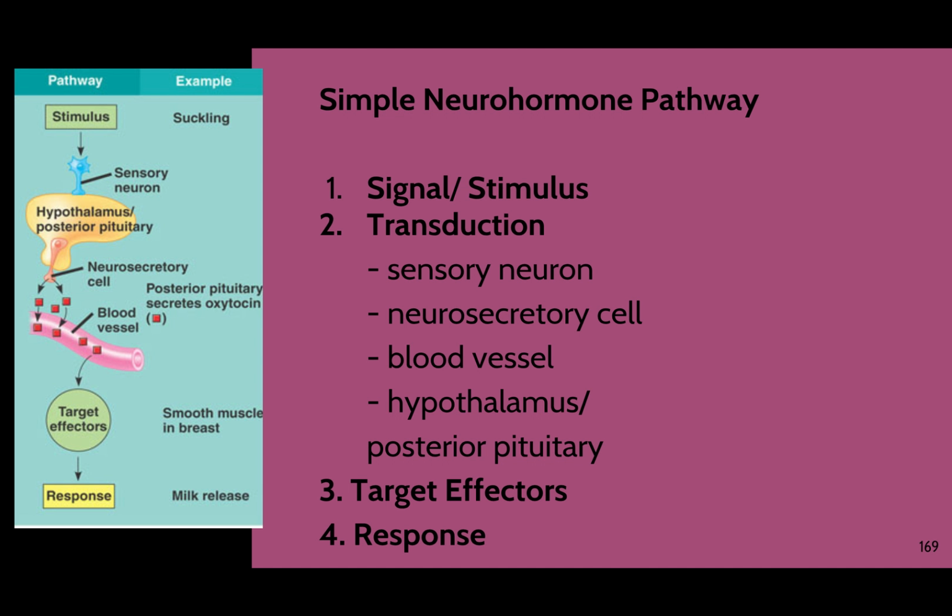Transduction is going to occur by a sensory neuron. It's going to be transduced by the hypothalamus and the posterior pituitary. And that structure is then going to induce a secretion of oxytocin. In this case, we're looking specifically at oxytocin from the neurosecretory cell. So these neurosecretory cells are going to be a combination of both the hormone and the endocrine system and the nervous system. And so, as you can see, we have this increasingly complicated transduction pathway.